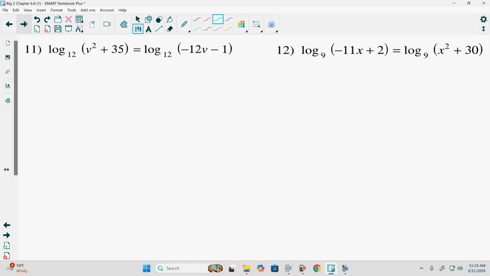Now, we do have one log on either side, yes? Yep. We do have the same base on both sides, and they are the same logarithm, yes? So that tells us that v squared plus 35 has to equal negative 12v minus 1. Since they are the same log with the same base, what's inside has to be the same.